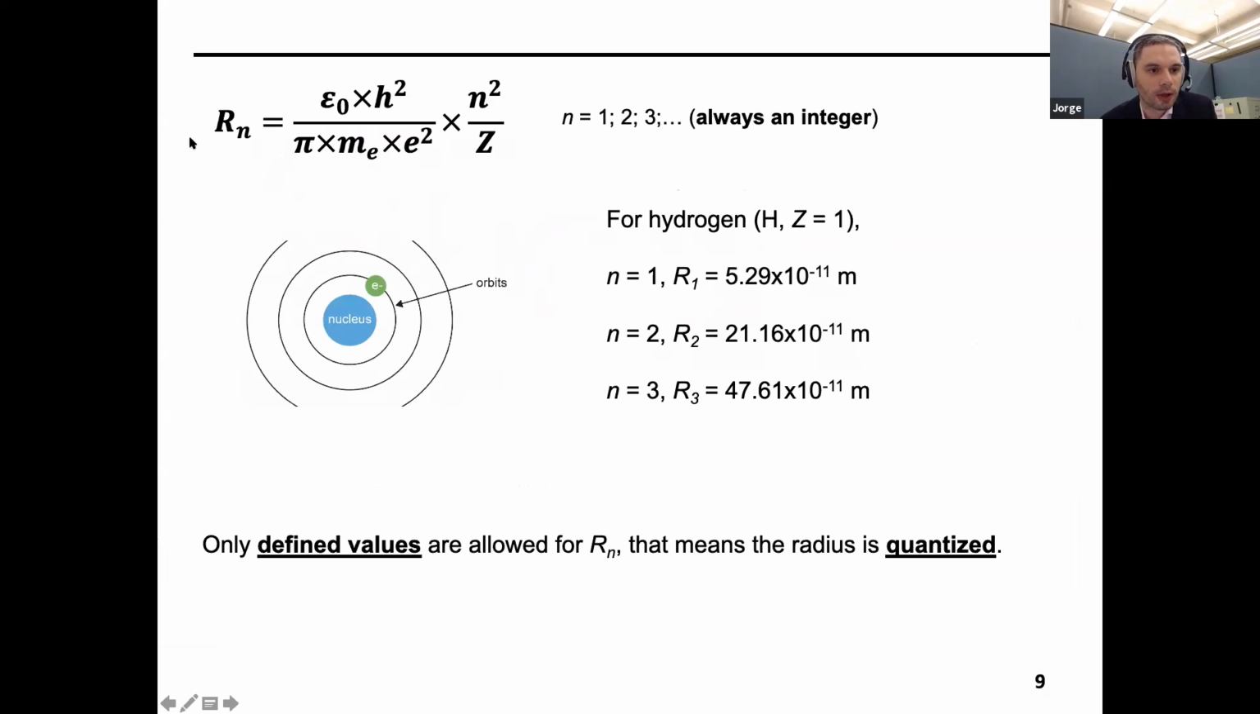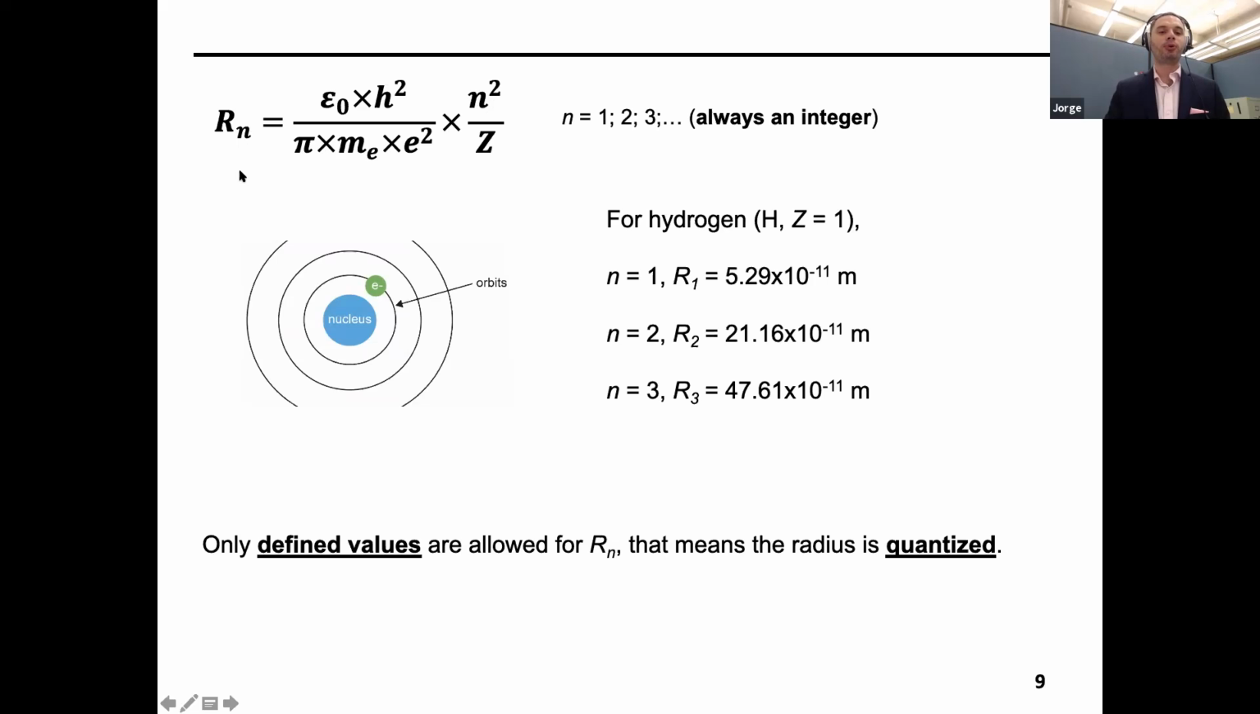Okay, so if we need to calculate the radius, that's the equation. Remember that n is always an integer, and that's the number of the electronic shell, shell number 1, 2, 3, 4, 5, and so on. So our r n here is going to be the radius of the n shell. For example, if n equals 1, that's going to be our r 1. If we are talking about shell number 2, n equals 2, therefore our r 2, and so on.